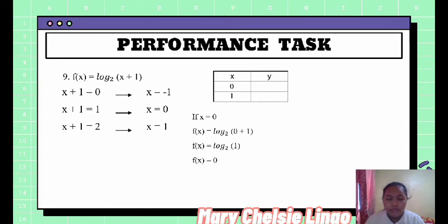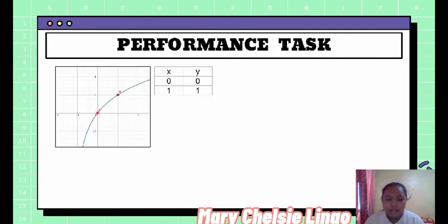So substitute 0, and we'll get the answer f of x equals 0, and 0 will be our first value for y. To find the second value of y, we substitute the value of x in our logarithmic function, and we'll also get the answer f of x equals 1. So this will be the table of values for this function. To graph our table of values, I use GeoGebra.com as our graphing tool, and this will be the graph, with the blue line as its logarithmic function.